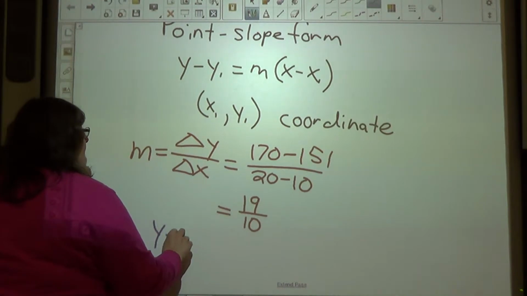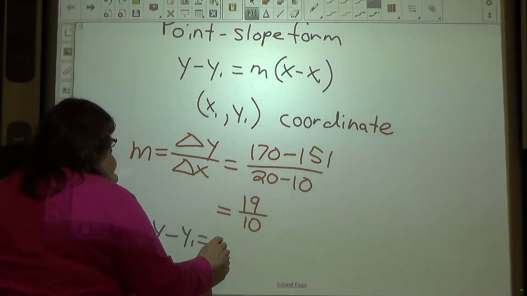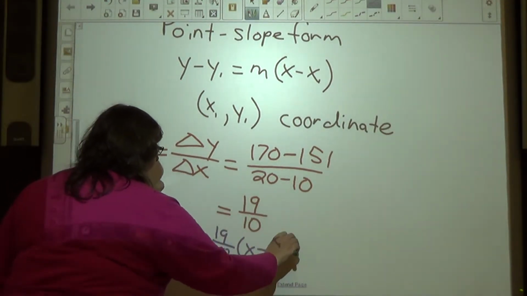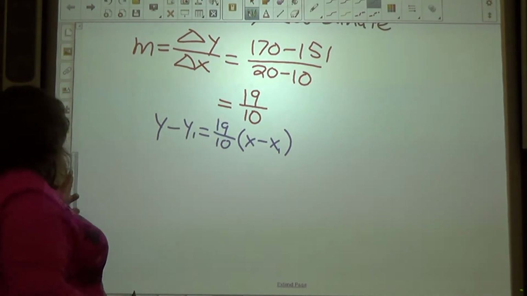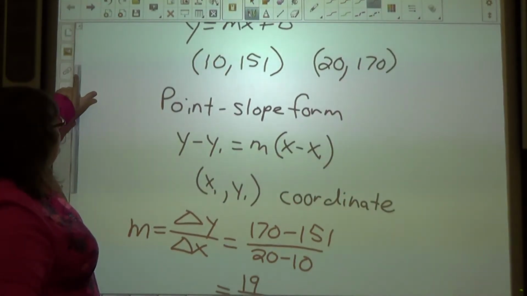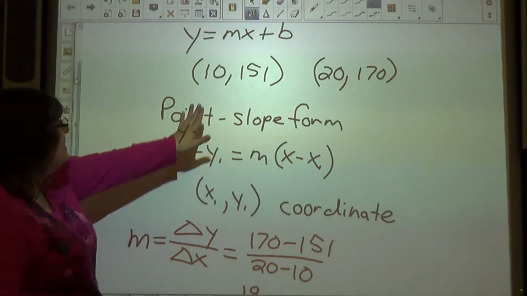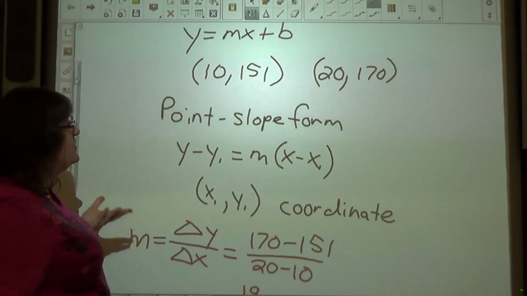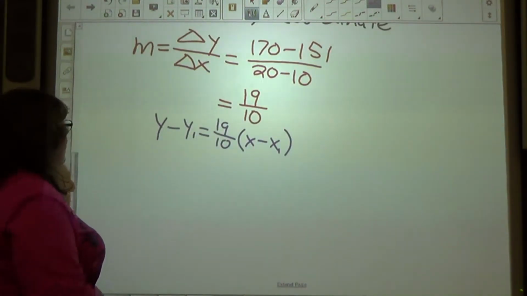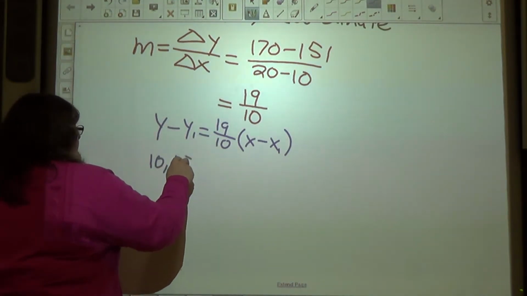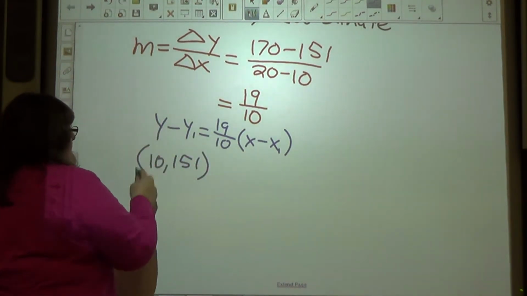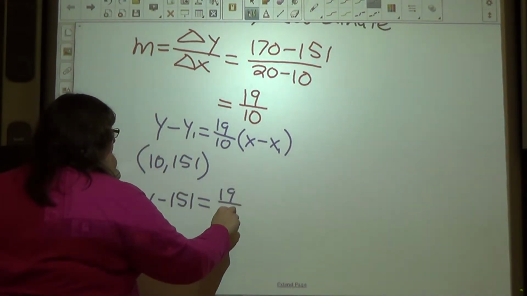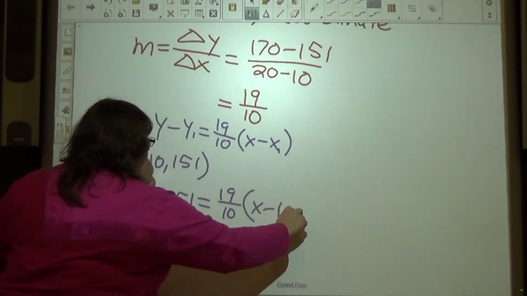So y minus y1 equals 19 over 10, that's my m, times x minus x1. Where do we get the y1 and x1? Well, pick one of your points. In this case, I'm going to go ahead and use the first one, (10, 151). It doesn't matter which one you use. You should get the same thing. Okay? So I'm going to use (10, 151) for my x and y. So y minus 151 equals 19 over 10 times x minus 10.